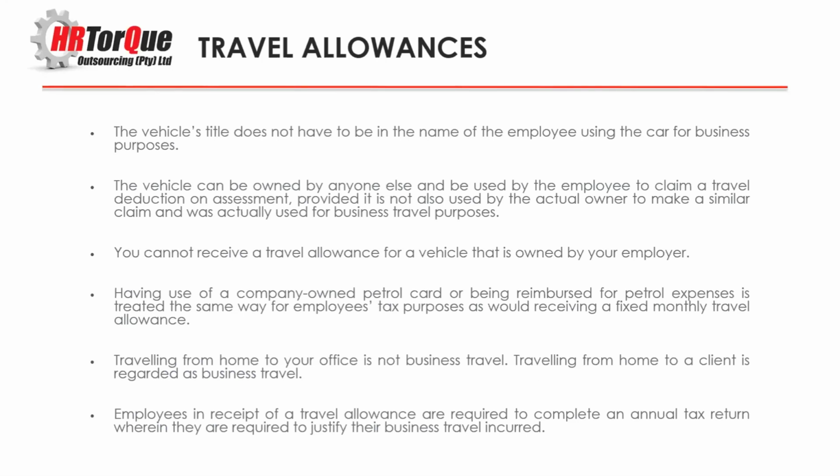Okay, so the last point on this slide: employees in receipt of a travel allowance are required to complete an annual tax return wherein they justify their business travel incurred. If you don't submit figures on a tax return, you're going to owe money. Why? Because remember, only 80% of the travel allowance is taxed on a monthly basis. If you don't submit travel figures, SARS are going to tax the other 20%, and you're going to owe money on assessment. Same applies for the use of code 3702, which I'm going to explain later.